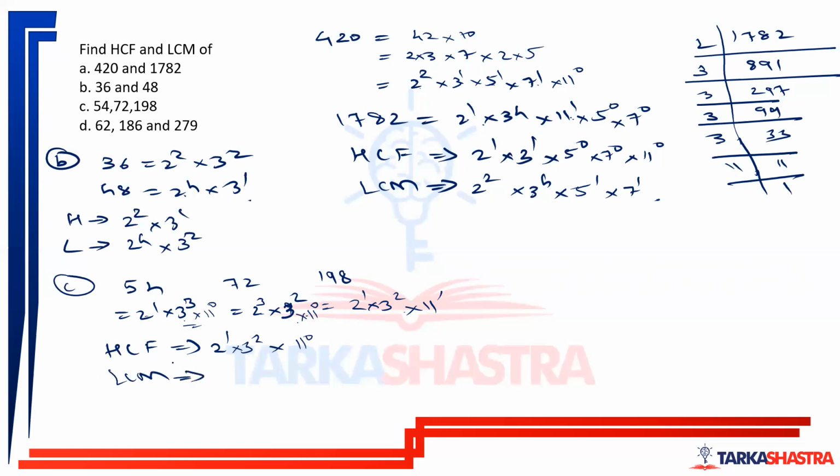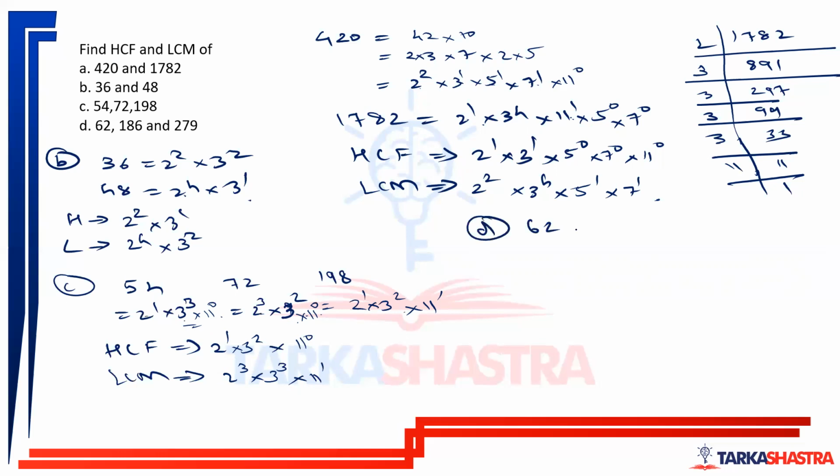LCM: 2 raised to 1, 2 raised to 3, 2 raised to 1. So 2 raised to 3 is the LCM. 3 raised to 3, 3 raised to 2, 3 raised to 2. So 3 raised to 3 is the LCM. Right, we have to take the bigger power. 11 raised to 0, 11 raised to 3, 11 raised to 1. So 11 raised to 1 will be the LCM. Okay. Next, what you have?